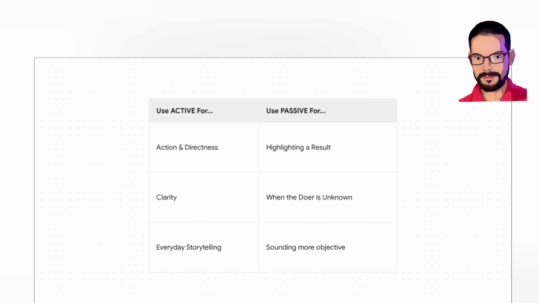You're going to reach for the active voice when you want action, directness, and crystal clarity. It's honestly perfect for most everyday storytelling. But you use the passive voice with a purpose, to really emphasize a result, to sound a bit more scientific or objective, or like we saw when the doer is a total mystery. It's all about picking the right tool for the right job.